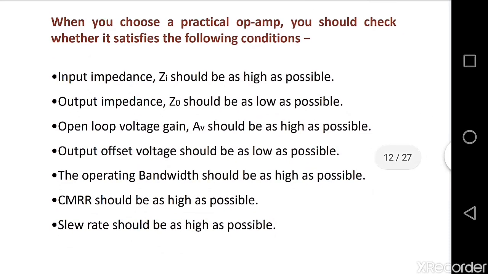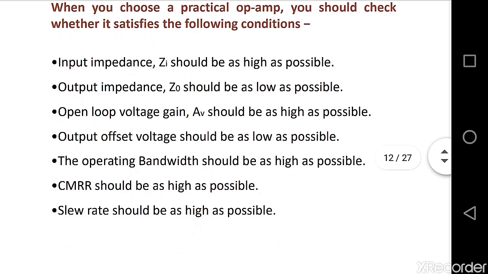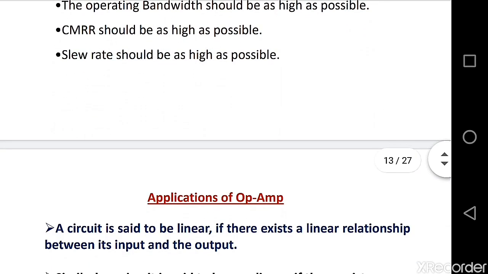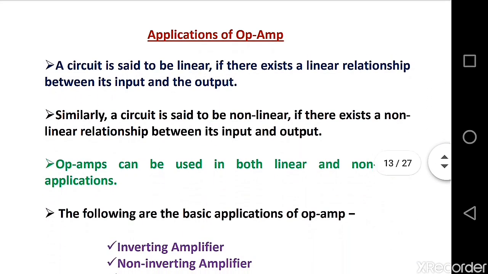Next, when you choose a practical op amp, you should check whether it satisfies the following conditions. First, input impedance should be high, output impedance should be low, open loop voltage gain should be high, output offset voltage should be low, operating bandwidth should be high, common mode rejection ratio should be high, and slew rate should be high. That's it.